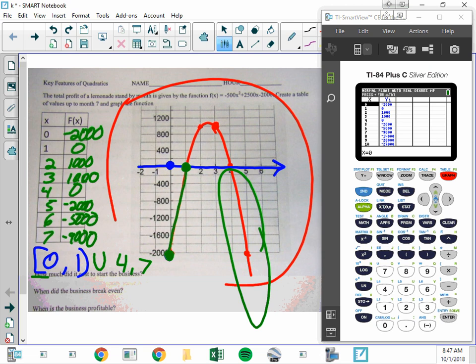Does 4 create a y value that's below the x-axis? No. So it gets parenthesis. Does x equals 7 create a y value that is below the x-axis? Yes. So that one gets a bracket. Okay.